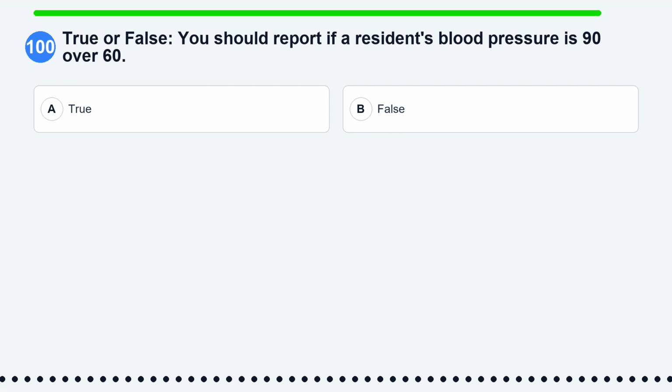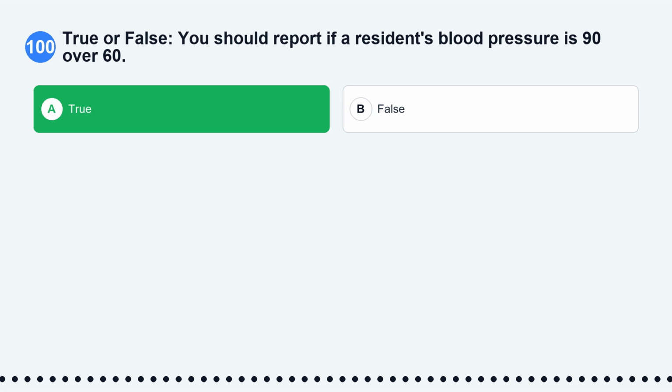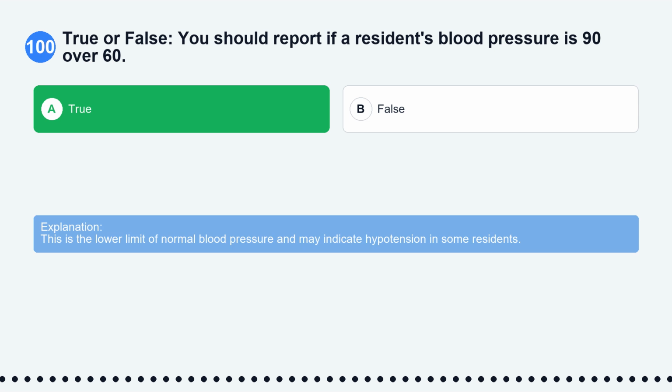Question 100. True or false, you should report if a resident's blood pressure is 90/60? Option A, true. Option B, false. The correct answer is option A, true. This is the lower limit of normal blood pressure and may indicate hypotension in some residents.